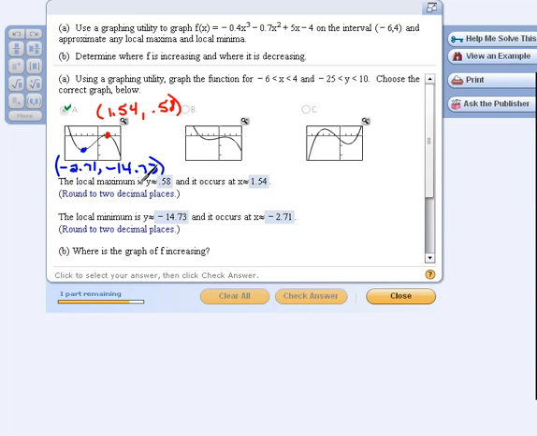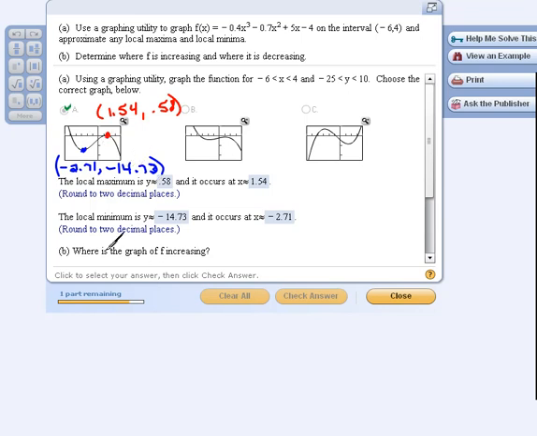So our local maximum is here. The y value is 0.58. The x value is 1.54. We can just fill it in. The minimum is, here's our minimum. We had a y value of negative 14.73 and an x value of negative 2.71. This is the key. You've got to make notes of everything as we go.